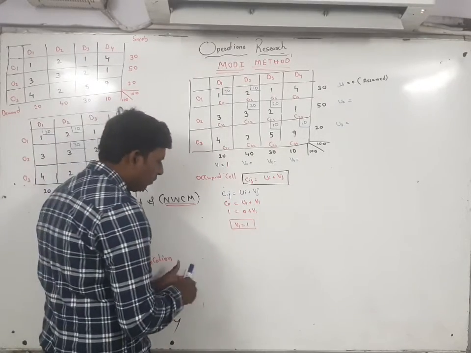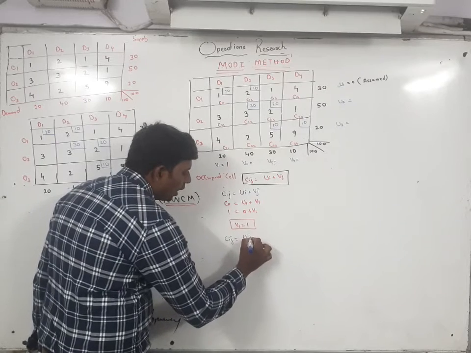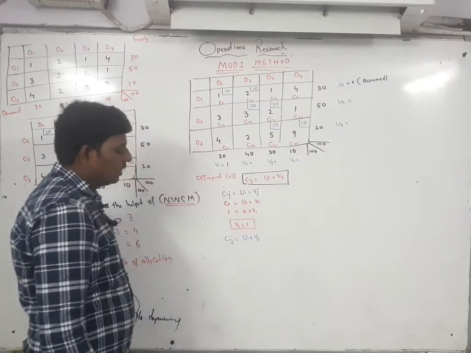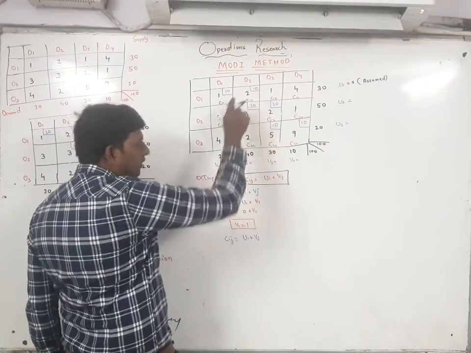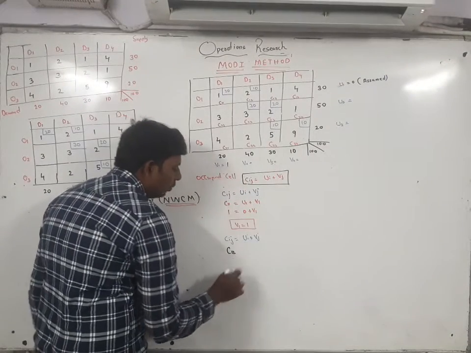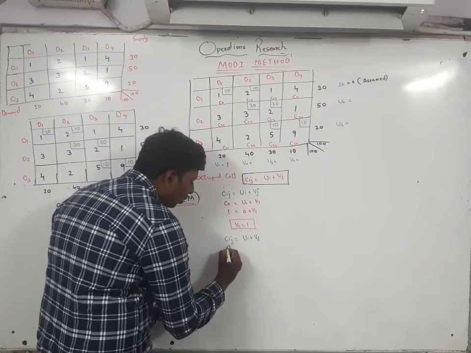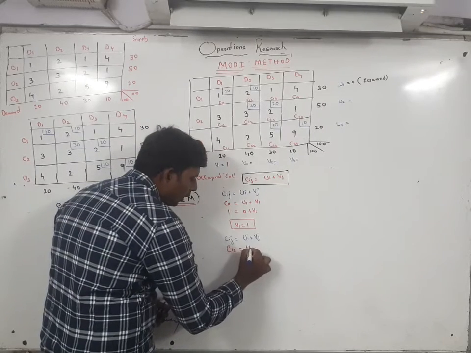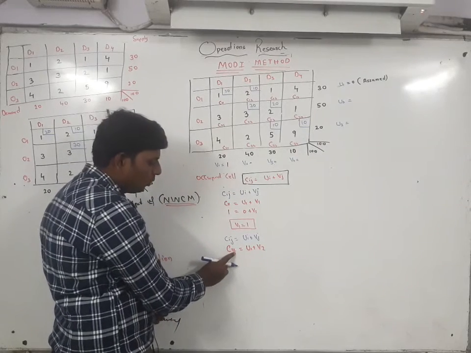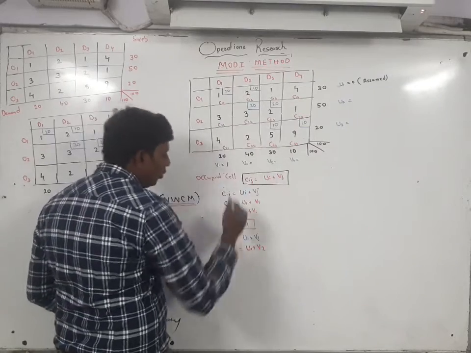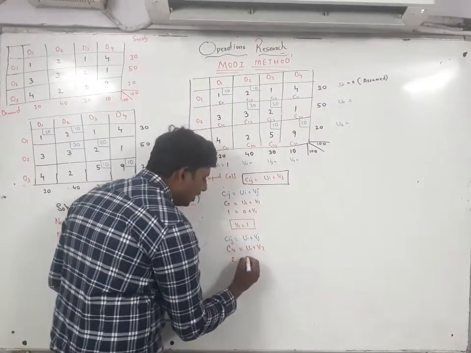Again you have to write down the same formula. What is the formula? Cij is equal to ui plus vj. So here, the next occupied cell. What is the next occupied cell? C12. So U1 V2, here the first value is for U and the second value is for V. So C12 value, how much is there? 2 is equal to U1. As you can see, we assume U1 as 0.